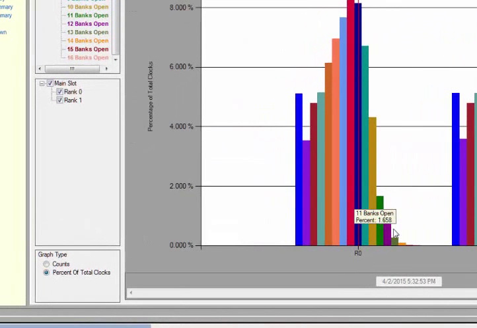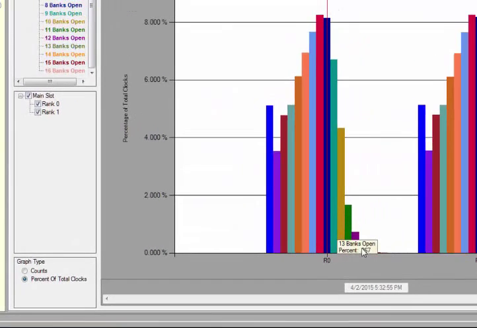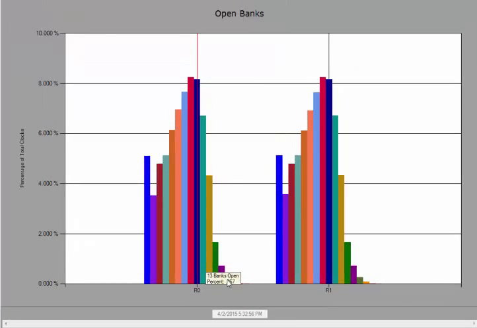The user is able to view graphs and counts or percent of total clocks. This is important information to the user, as open banks burn power and power consumption plays a vital role for today's systems. While many open banks are great for performance, they are bad for power management. Understanding the trade-offs can give software engineers and system designers insight into how to lower power consumption and increase performance.